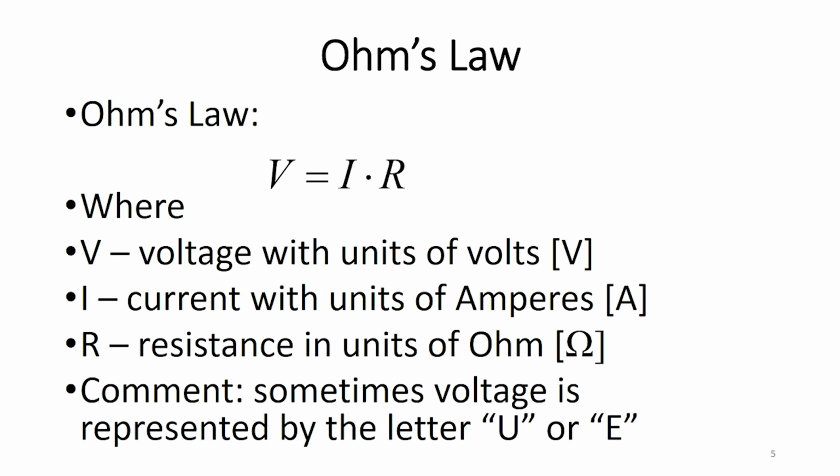Ohm's law states that V equals I times R, where V is voltage with units of volts, I is current with units of amperes, and R is resistance in units of ohms. Comment: sometimes voltage is represented by the letter U or E instead of V.